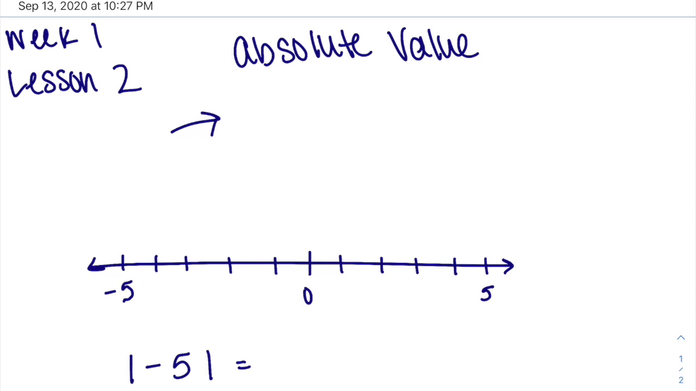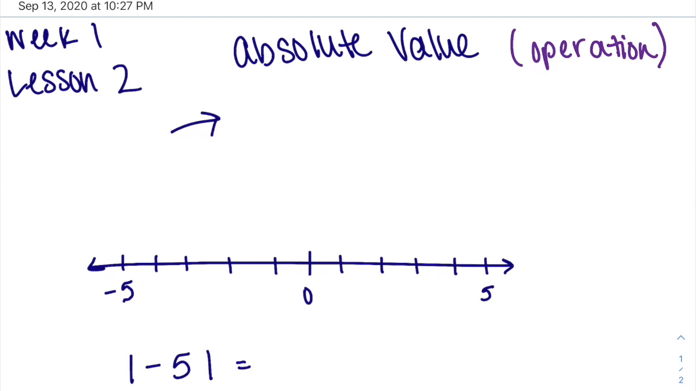Now, this is more like a mini lesson than anything. We're just reviewing how absolute value works, what it is. It is considered an operation, like adding, subtracting, multiplying, dividing. It is an operation, but it has a very specific thing that it does.